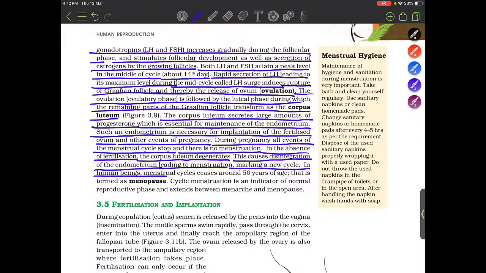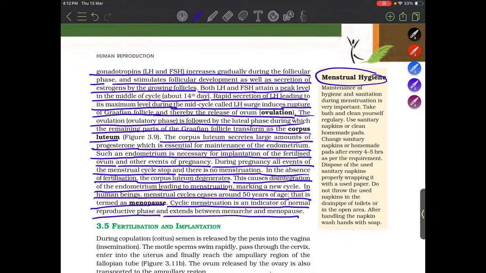In human beings, the menstrual cycle ceases around 50 years of age. That is termed menopause. Cyclic menstruation is an indicator of the normal reproductive phase and extends between menarche and menopause.